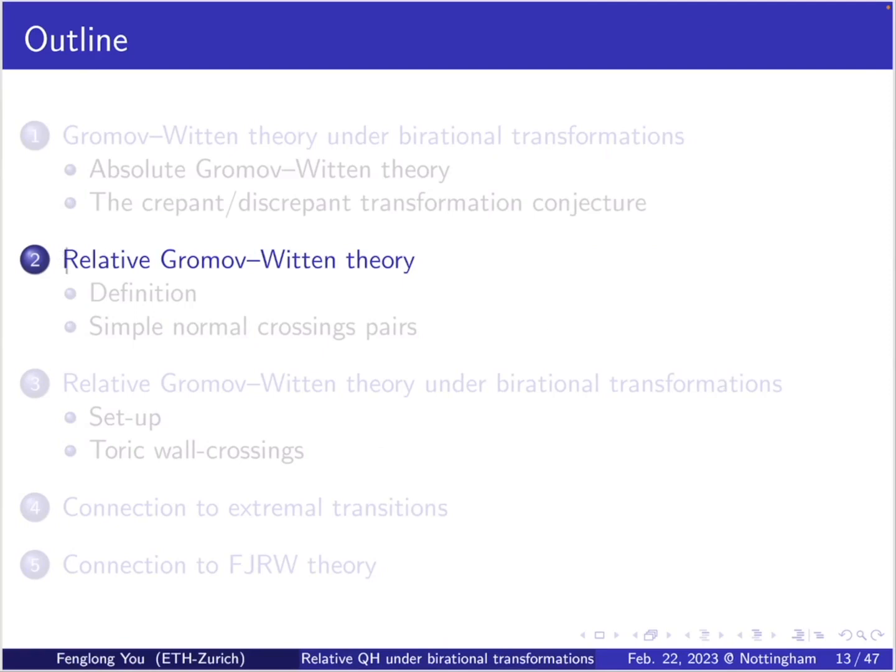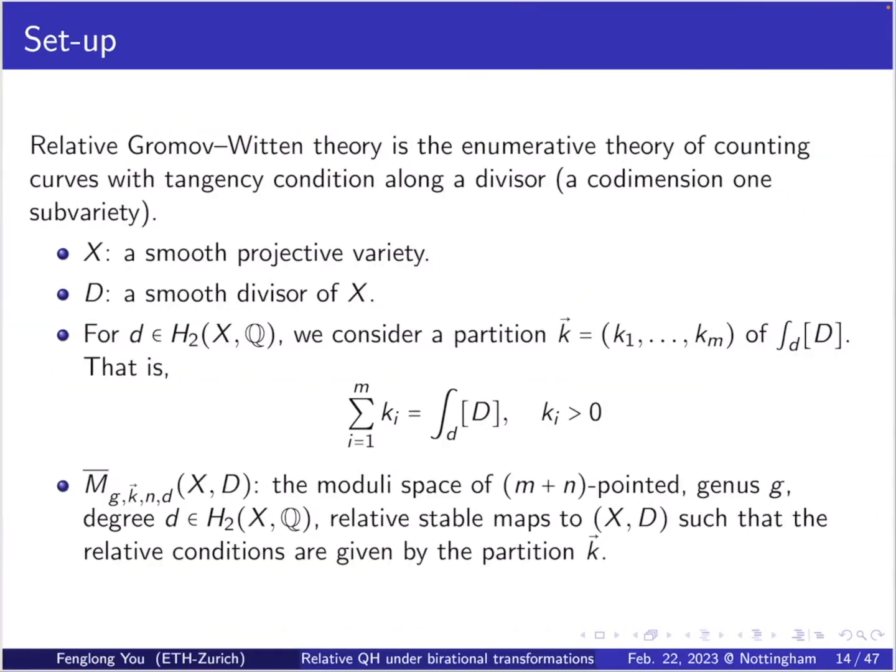That's why I'm here. Now I'm going to define this relative Gromov-Witten theory. The definition is similar to absolute Gromov-Witten theory, but instead we count curves with tangency conditions along a divisor. So the target is a variety with a smooth divisor, and some extra data k_i, because of the tangency conditions along the divisor. So there are some extra markings of the curve that record the tangency conditions. That's the difference from the absolute Gromov-Witten theory case. Then one can define this moduli space of relative stable maps.